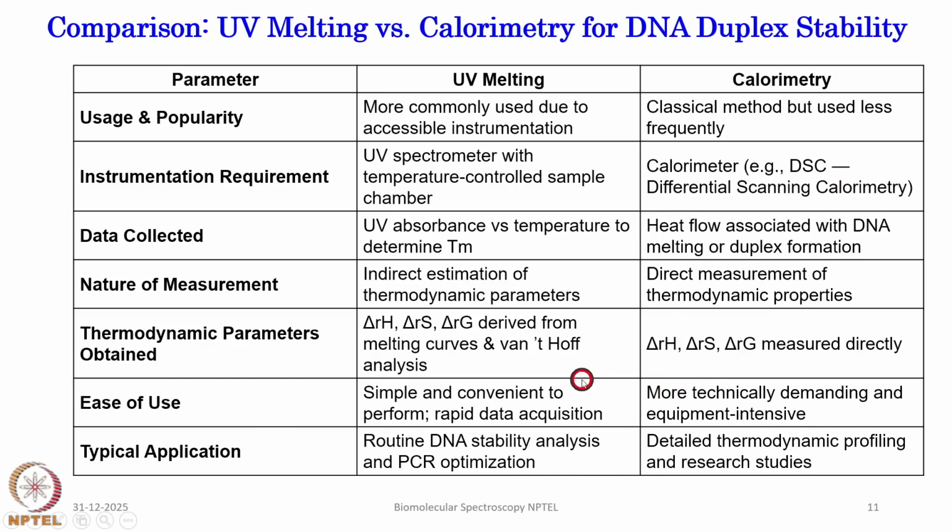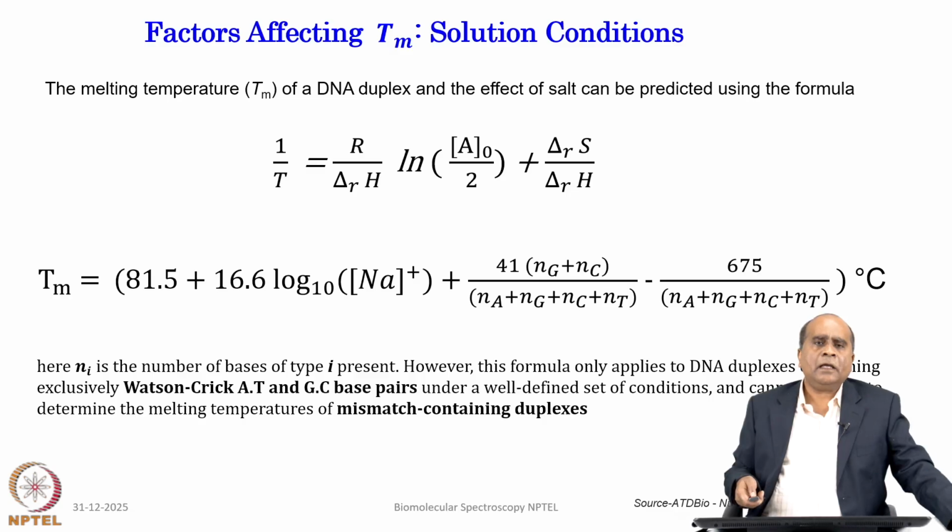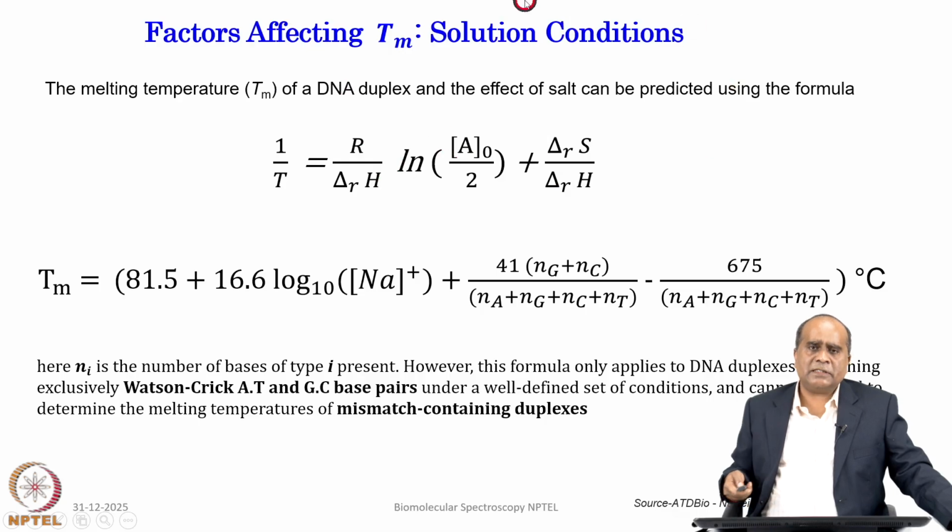UV melting is used for stability of DNA or PCR optimization. DSC is for detailed thermodynamic profiling, or understanding the stability of DNA in research studies. Now, since we have seen that Tm is an important parameter that determines duplex stability, where can we use it, and what are the factors and solution conditions that determine it?